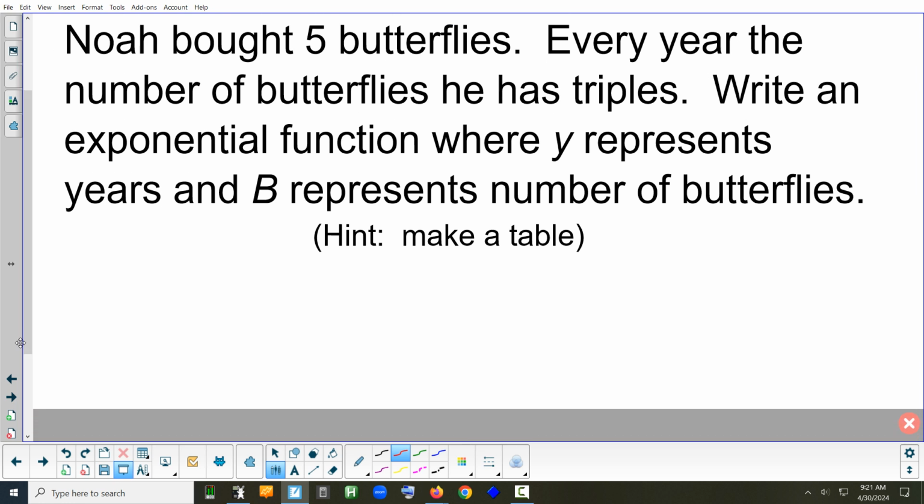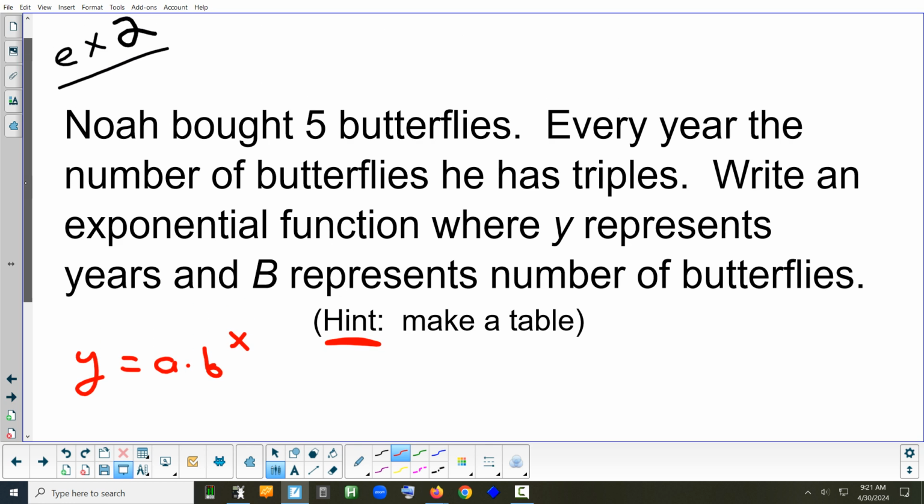Well, let's see what happens, because we got something in there about tripling, so we need a 3 in there somewhere to represent tripling. But what's the formula that we've been using all week? Y equals a times b to the power of x. Yep. So that's what our answer needs to look like. We need to figure out what the a and the b is, and the hint is to make a table.